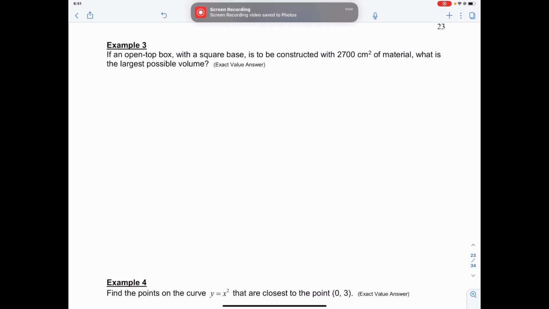For example 3, it says if an open-top box with a square base is to be constructed with 2,700 centimeters squared of material. Well, centimeters squared is going to be my surface area. What is the largest possible volume? We also know that it has a square base.